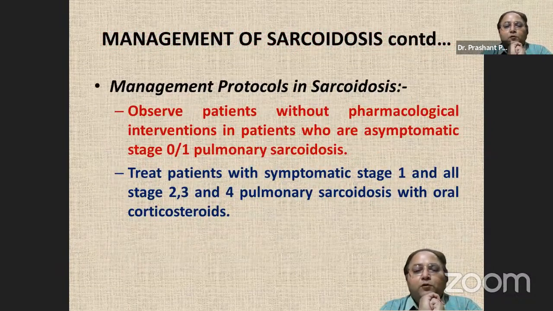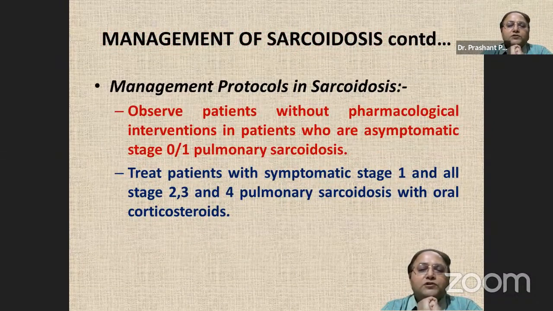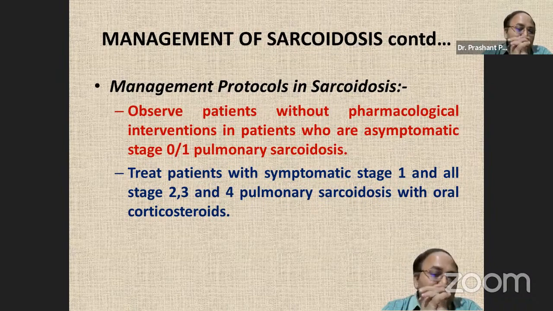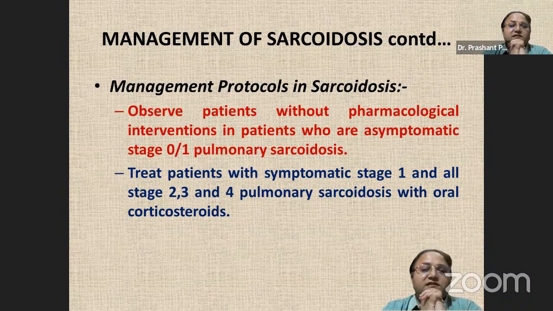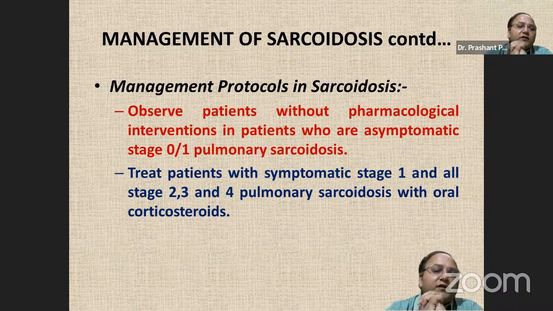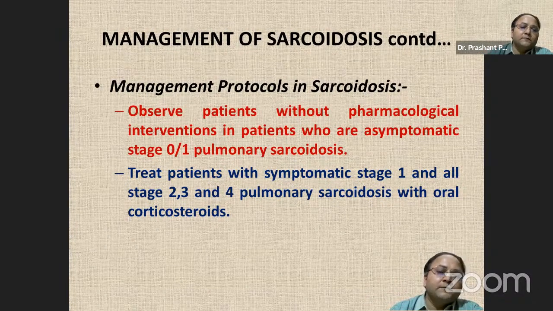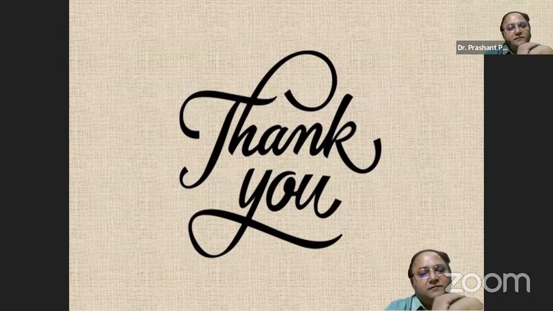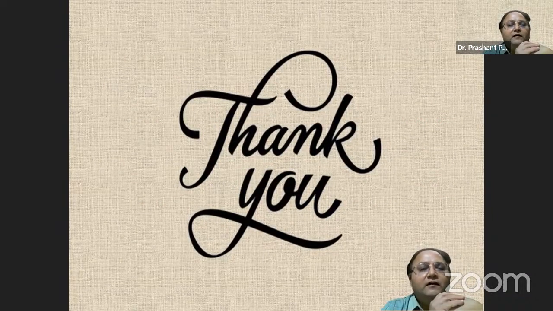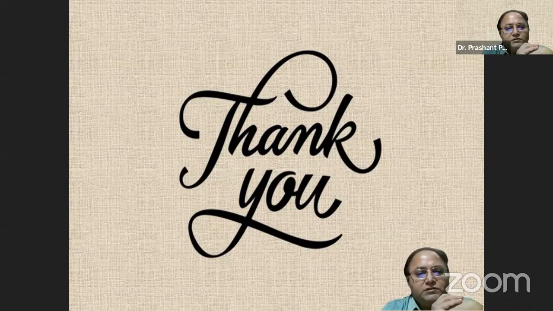So, management protocols in sarcoidosis: observe patient without pharmacological intervention in stage 0 and 1. Treat patients in symptomatic stage 1 and all stage 2, 3, 4 patients with oral corticosteroids. And that is, in a nutshell, a very brief summary for the treatment of sarcoidosis.